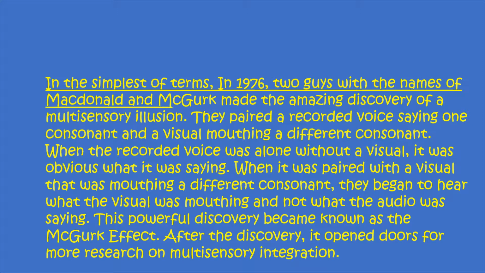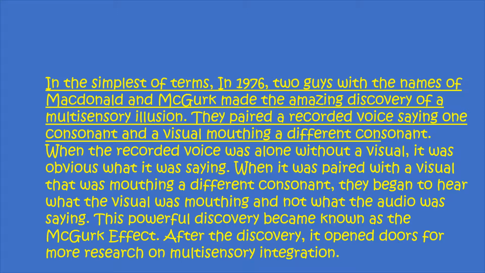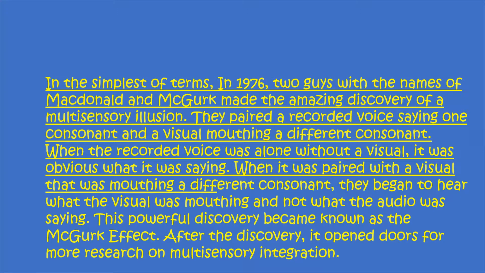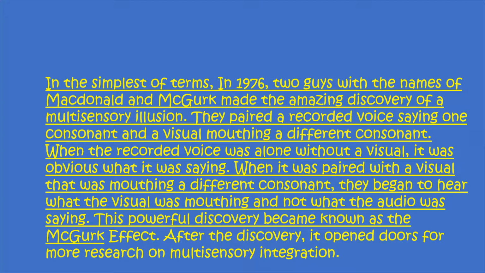In the simplest of terms, in 1976, two guys with the names of McDonald and McGurk made the amazing discovery of a multisensory illusion. They paired a recorded voice saying one consonant and a visual mouthing a different consonant. When the recorded voice was alone without a visual, it was obvious what it was saying. When it was paired with a visual that was mouthing a different consonant, they began to hear what the visual was mouthing and not what the audio was saying. This powerful discovery became known as the McGurk effect.